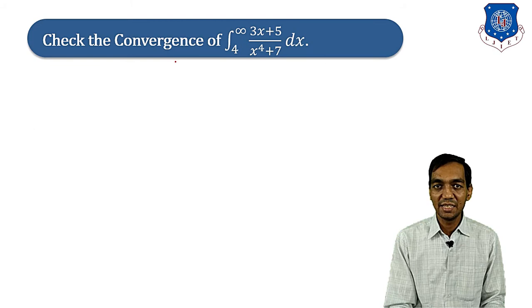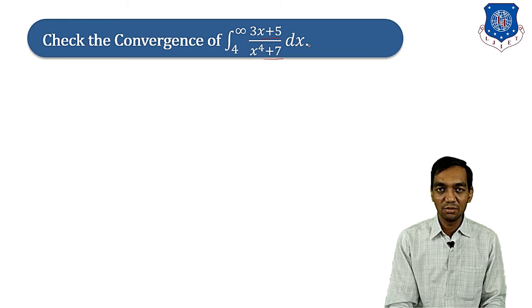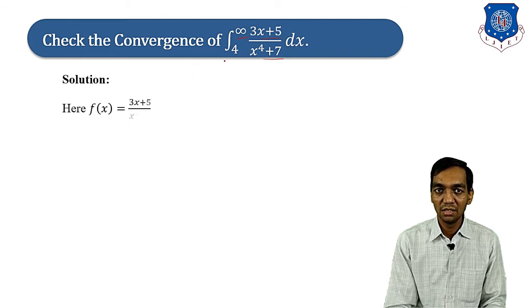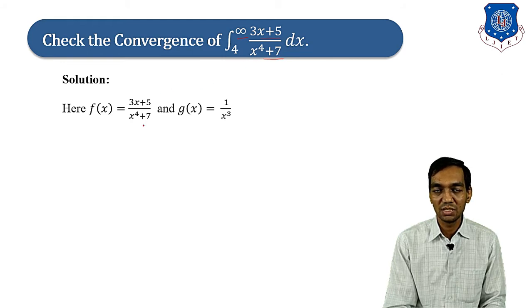Now the second example: check the convergence of the integration from 4 to infinity of (3x plus 5) upon (x raised to 4 plus 7) dx. Now see, again this integration is not directly integrable and the limit is infinite. So this is a type 1 improper integral, and f(x) is given by (3x plus 5) upon (x raised to 4 plus 7). We are going to take g(x) equal to 1 upon x cubed. Why?